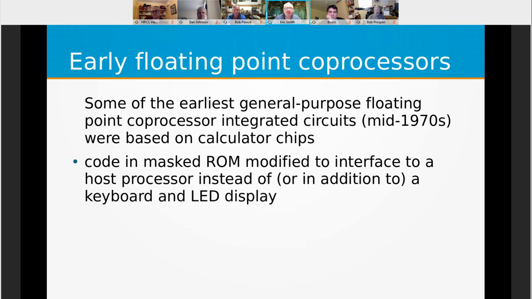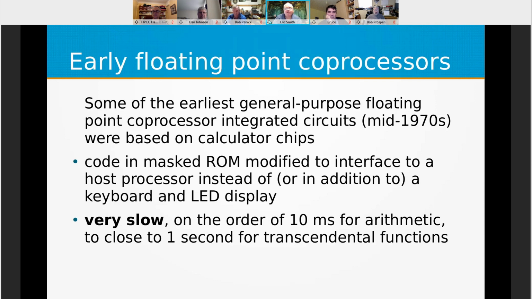So TI and National Semiconductor said, oh, well, our calculator chips are essentially a very small 4-bit microprocessor that's been programmed to be a calculator. We can modify that firmware to make it easier to interface, instead of to an LED display and a keyboard, to interface to another processor. So that was the birth of floating point coprocessors, at least as chips that someone could buy.